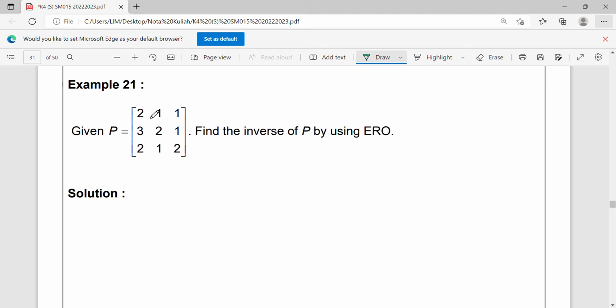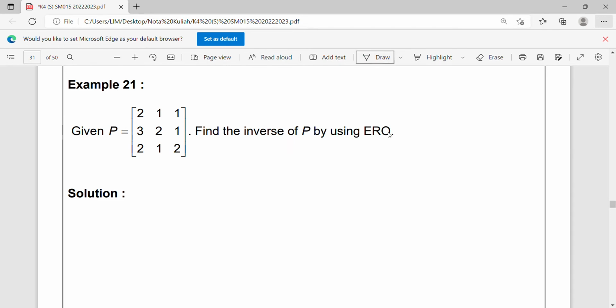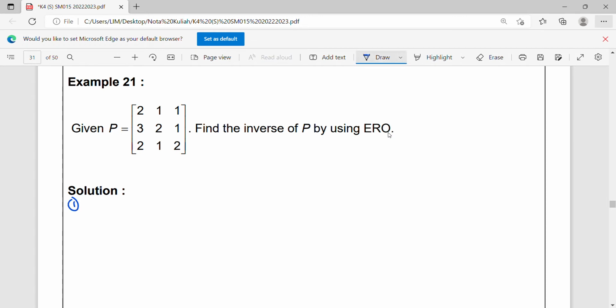Okay, so given that matrix P, find this inverse using ERO. First step, what do we do? We form out the structure first. Your first step will be your augmented matrix. So your augmented matrix will be 211, 321, 212, separated by the identity. Identity 100, 010, 001.